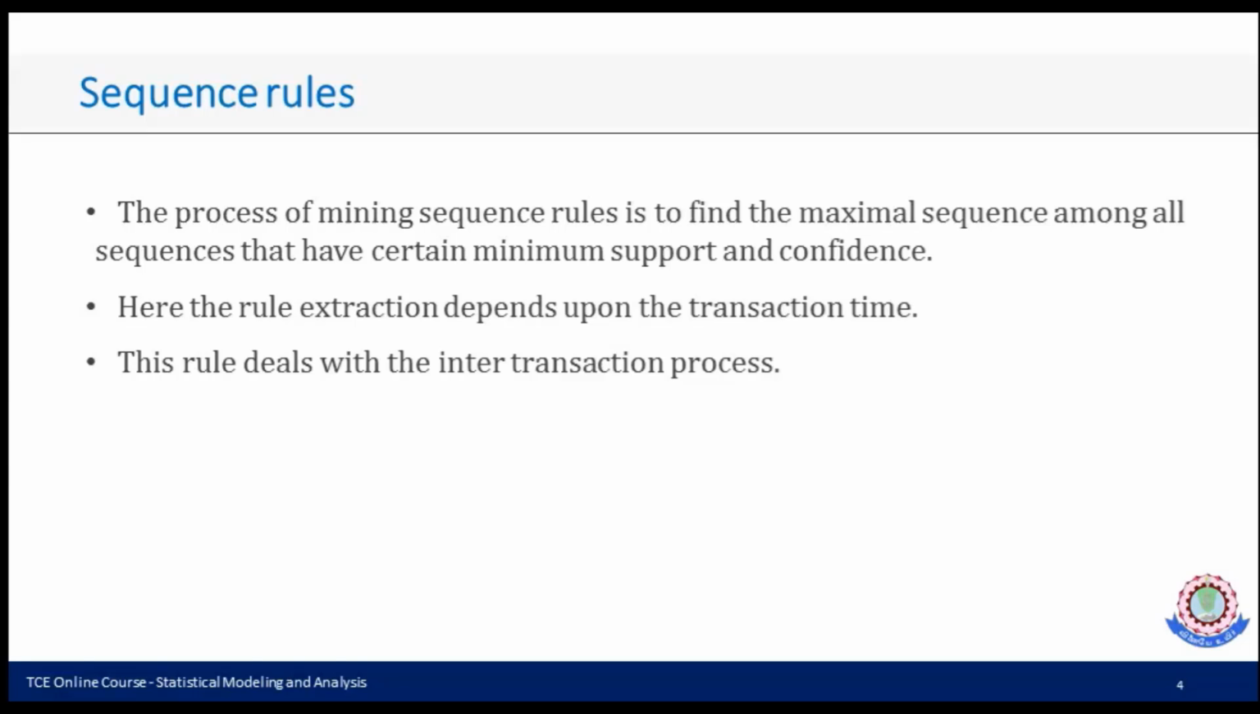Association rule mining is concerned with what items appear together at the same time. Here, sequence rule mining is concerned with what items appear at different times.